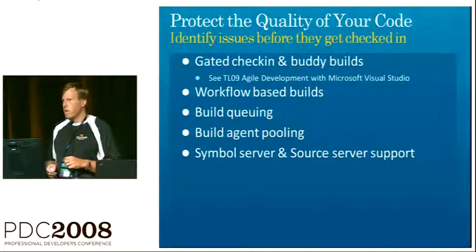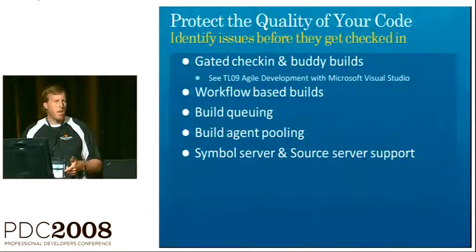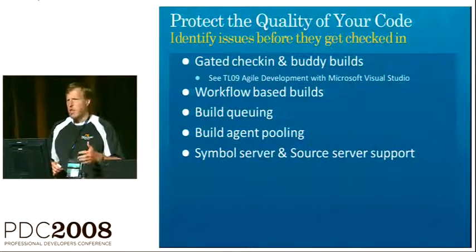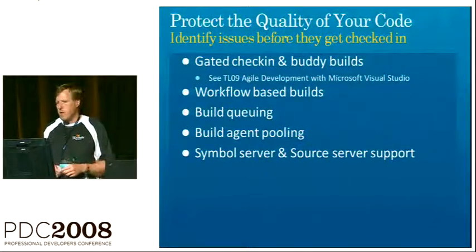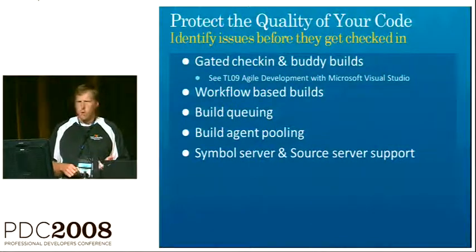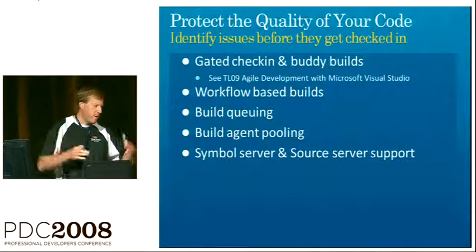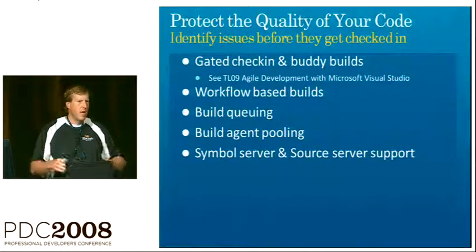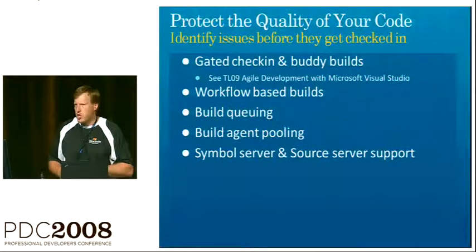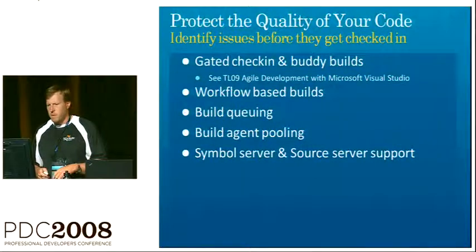We've also added build queuing. So now the build machine can manage a queue. You can reprioritize your builds. You can cancel builds that are in the queue. Makes it much easier to manage a lot of people doing a lot of builds. Further in that direction, we've added build agent pooling. So I can set up a farm of build machines, and then as I kick off builds, it will just find available build machines, allocate them, and start builds on them.